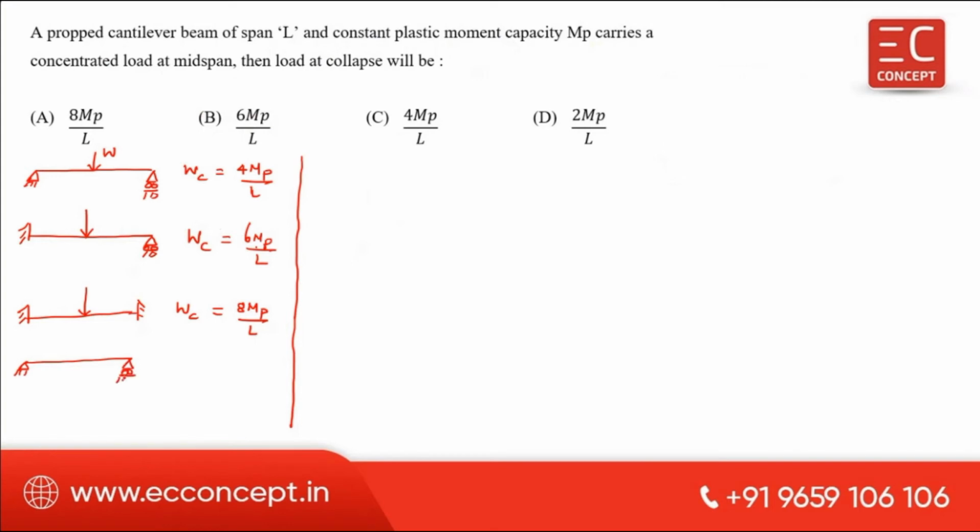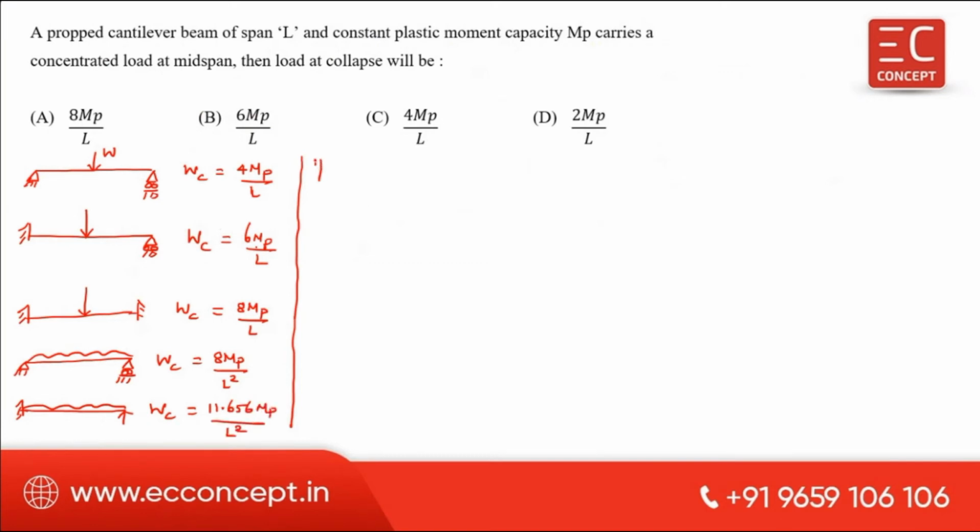A simply supported beam subjected to UDL acting throughout the span: the collapse load is equal to 8 Mp by L square. A propped cantilever beam subjected to UDL acting throughout the span: collapse load is equal to 11.656 Mp by L square.